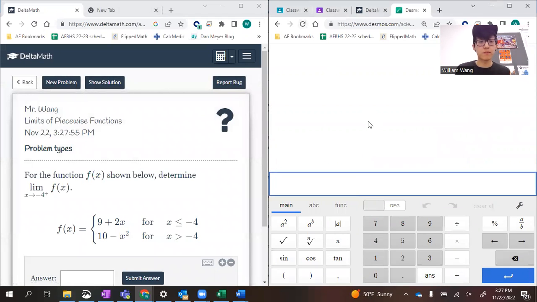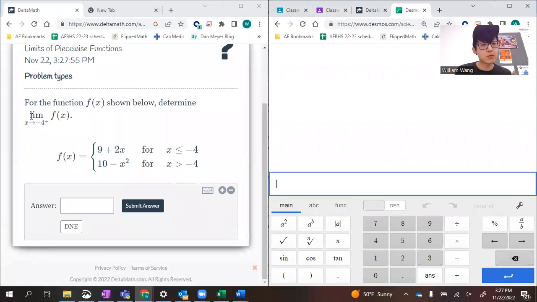Let's do that one now. All right, determine the limit as x approaches -4 from the right. So if I'm approaching from the right, you have to determine which one of these functions I'm going to use. Am I going to use the function for when x is less than -4, or when x is greater than -4, right? Well, if I'm approaching from the right, I'm going to use the function for when x is greater than -4. So it's going to be 10 minus x squared.